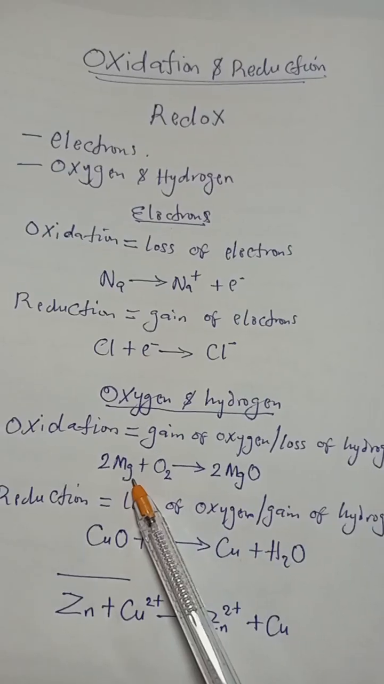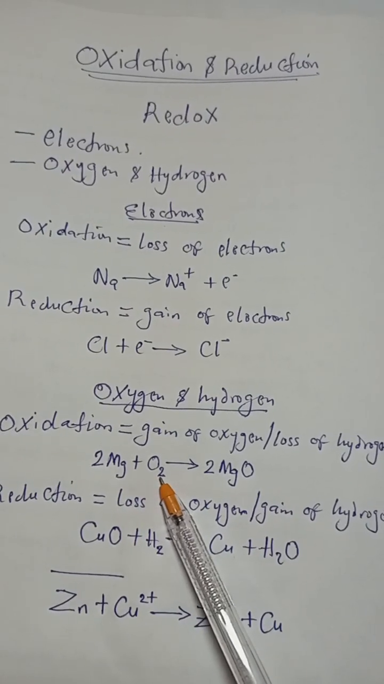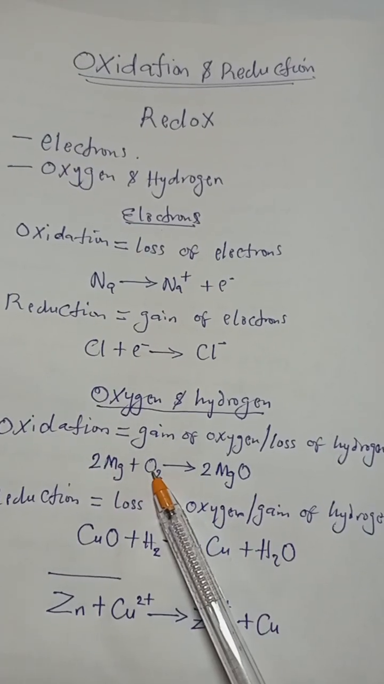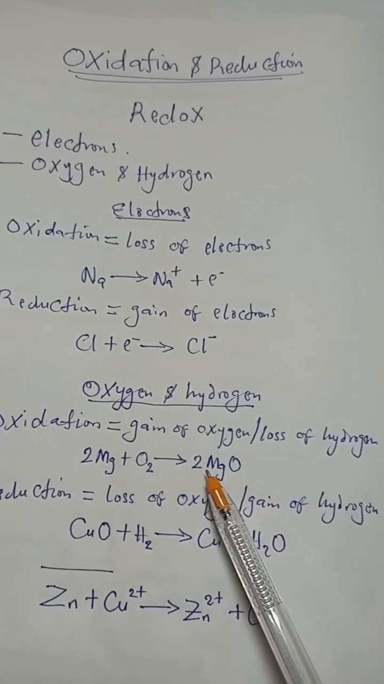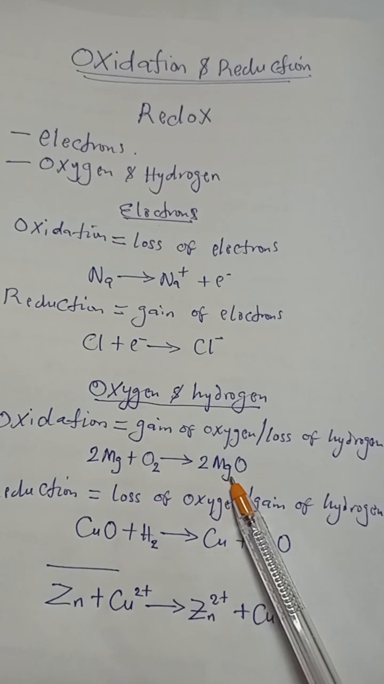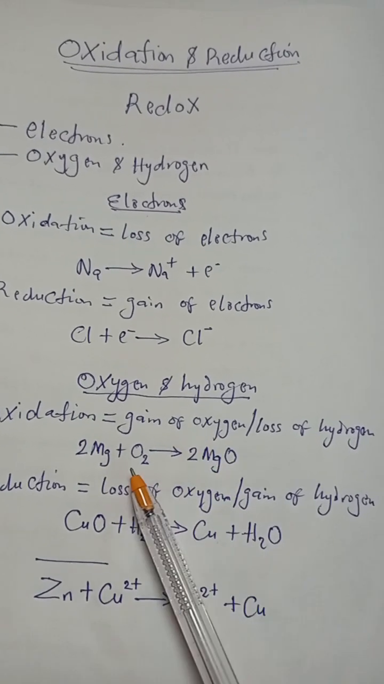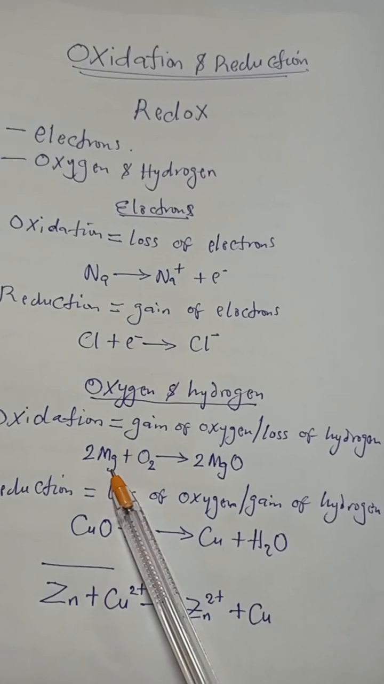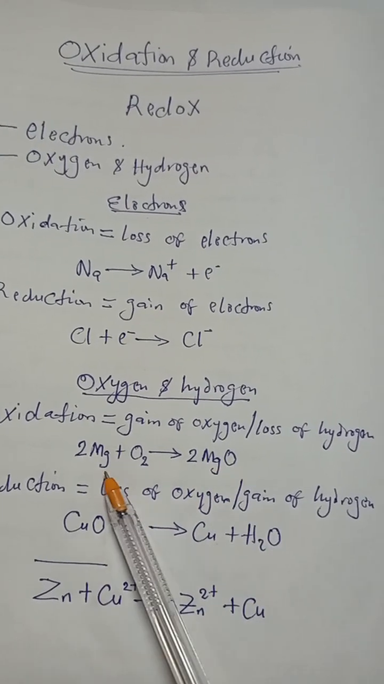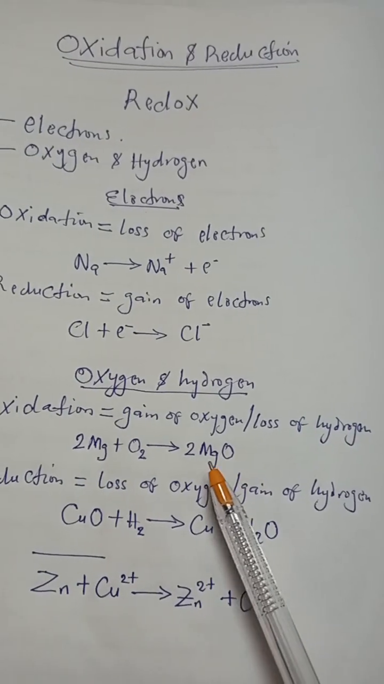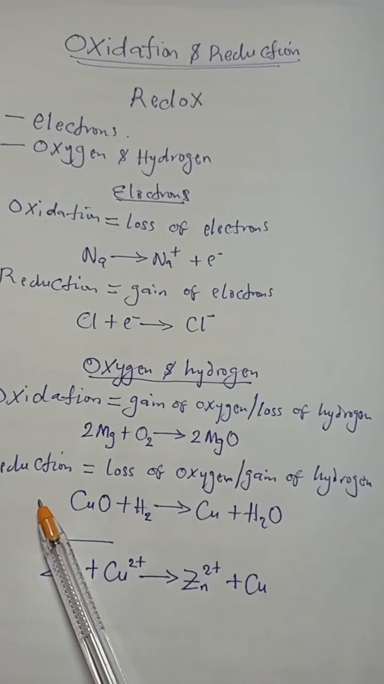Magnesium plus oxygen. This magnesium is gaining an oxygen atom, because this oxygen is being added to magnesium to form magnesium oxide. It is what? Oxidation. Remember, we say oxidation is what? Gain of oxygen. So as oxygen atom is being added to it to form magnesium oxide, we say this reaction is what? Oxidation reaction. Is that clear? Okay. Now let's check reduction.